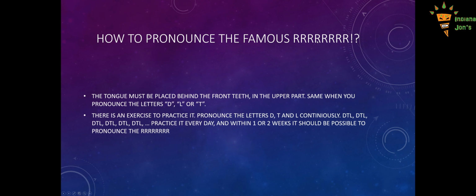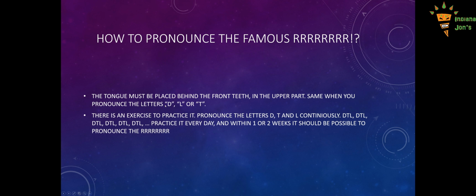So how to pronounce the famous R of Spanish? The tongue must be placed on the upper part, behind the front teeth. When you pronounce, for example, the letter D, right? D, L, or T. It's exactly in that spot where you will have to put the tongue to make the R in Spanish as well. So how to make it, how to practice it? There is a trick for that.